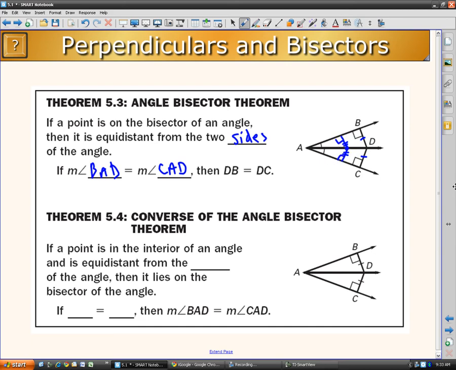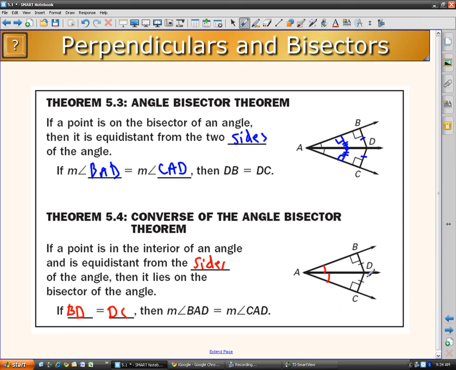Then we, of course, have the converse of this that says if a point is in the interior of an angle and is equidistant from the sides of the angle, then it lies on the bisector of the angle. So if we know that BD is equal to DC, then we know that the angle is bisected. It looks like basically the same drawing. If these are the same distance and we have right angles, then we know that D is on the angle bisector. Those are things that we need to know for today. If you need to pause to write them down, please do.